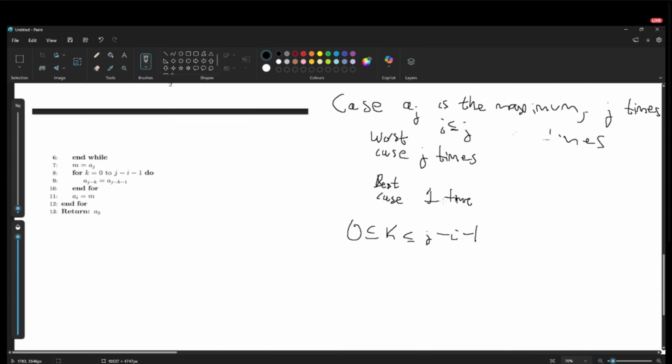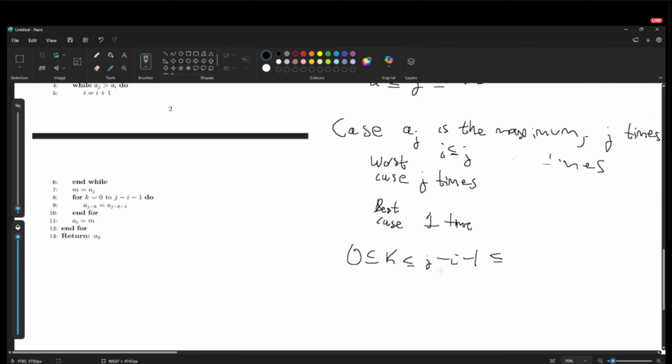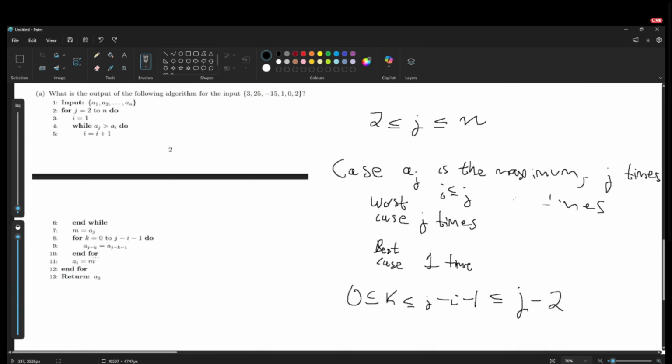You know that the worst case is going to be when j and i are most separated. So at worst, this is j minus, and when i is the least, j minus 2, because in the worst case i is 1. That's what I mean by worst case for this loop. In the worst case, this is 1, and then it ends the for loop and does a single instruction. There's nothing much else there.